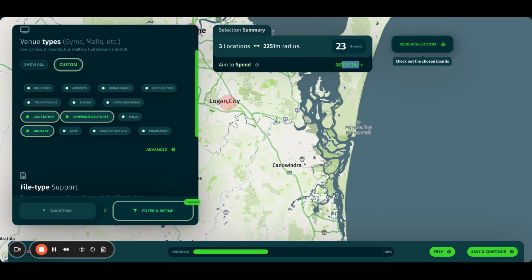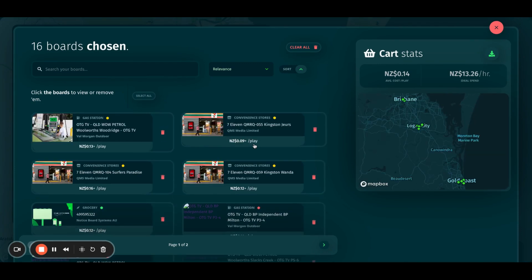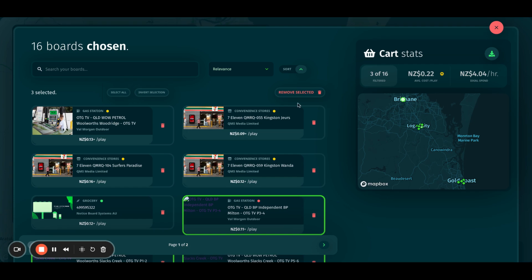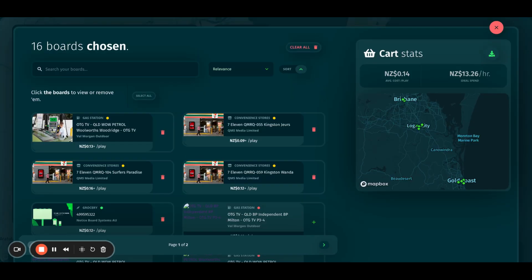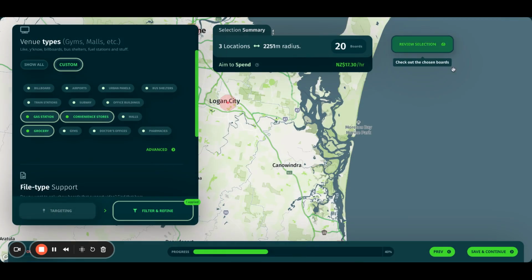If I was happy to go ahead with that, I would just hit save and continue now, but I can also review the selection as well and make sure there's no board in here that doesn't make sense for my campaign. So, let's remove those ones. So now you can see we only have the 20 boards.